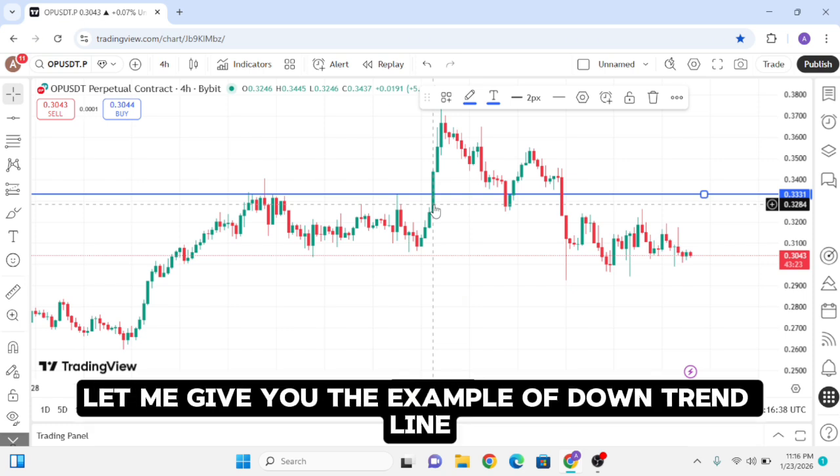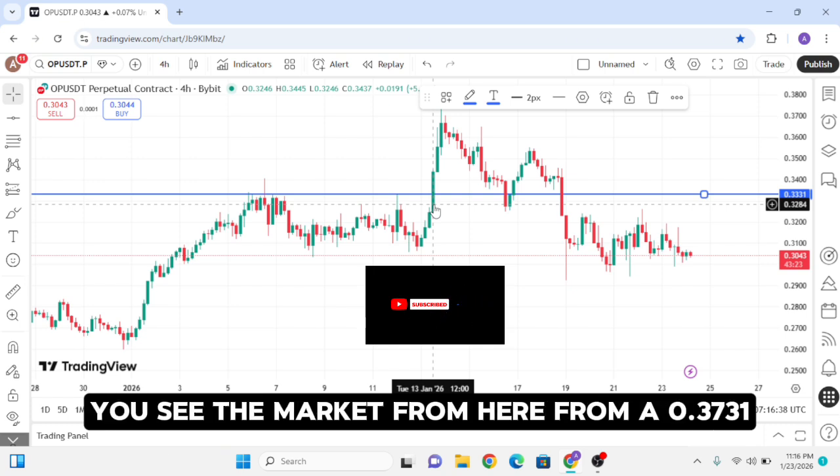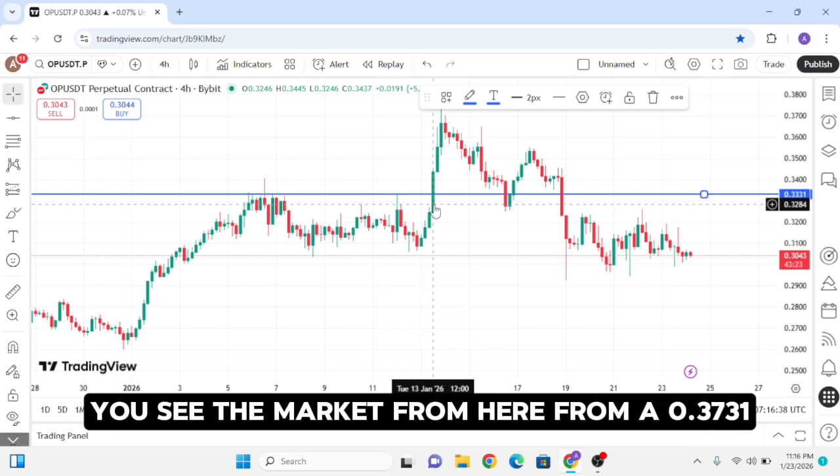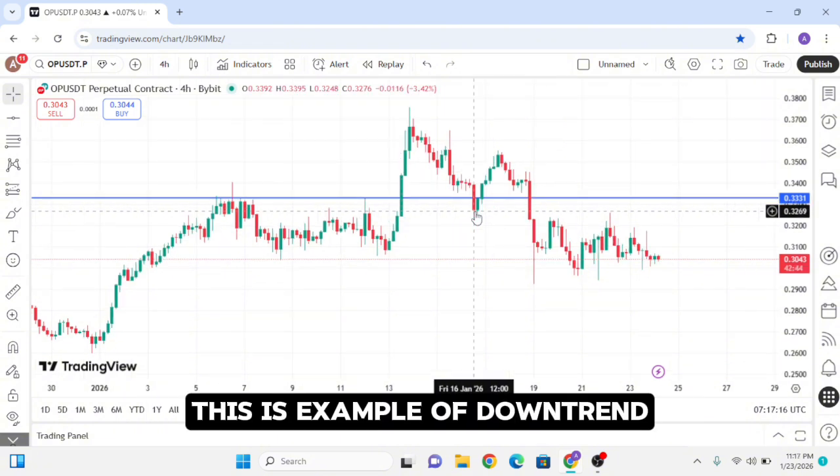Let me give you the example of a downtrend line. Look at the second trend here. You see the market from here, from 0.3731, it went down to here, which is 0.32. This is an example of a downtrend.